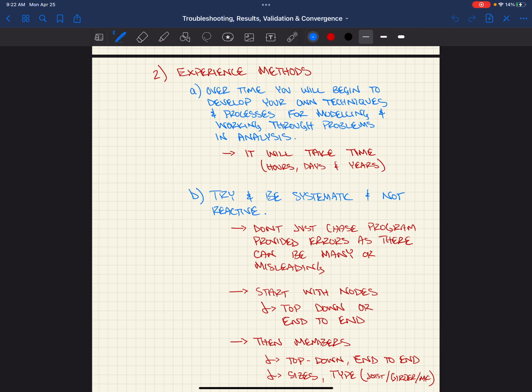And so then the other part of it is experience methods, right? When we get past that and things are still not running and it doesn't seem like you are having a pinpoint location based on the model's help, okay? Then it just comes down to doing it over and over and over again for hours on end, right? So over time, you will begin to develop your own techniques, processes for modeling and working through problems in your analysis, right? And this just takes time, honestly.